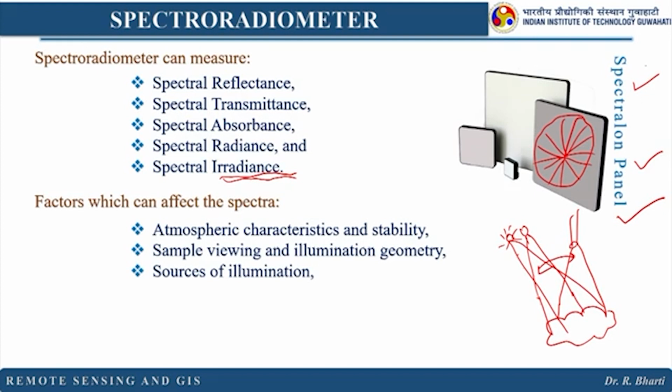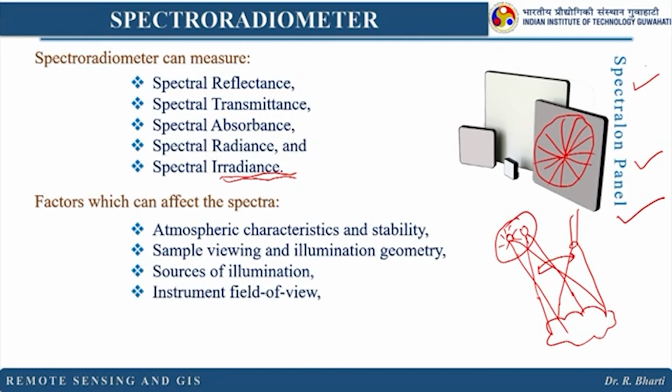And then the source of illumination. If you are using the sun as a source, then with time the intensity changes, so you have to take care of that. You should not plan for a whole-day experiment. You plan accordingly so that one measurement can be completed within a very short period of time.